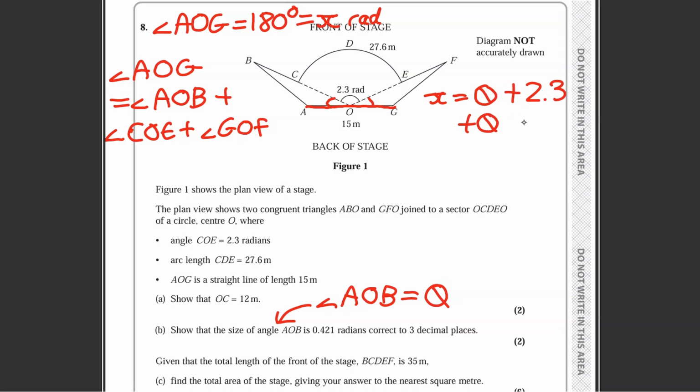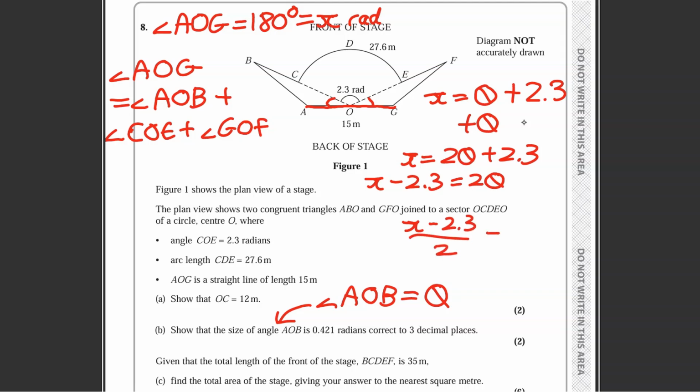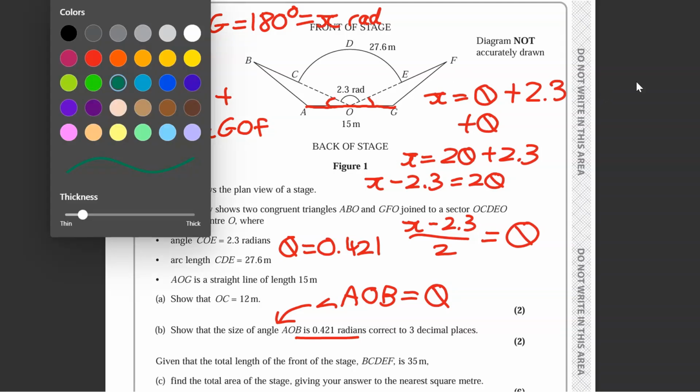To simplify this, pi is equal to, and then group the theta plus theta together, so it's 2 theta plus 2.3. Therefore pi minus 2.3 is equal to 2 theta, and then divide both sides by 2, so we have pi minus 2.3 over 2 is equal to theta. If you put this into your calculator, to 3 decimal places, it gives a value of 0.421, which is what they want as the final answer. So that's how you get the 0.421.